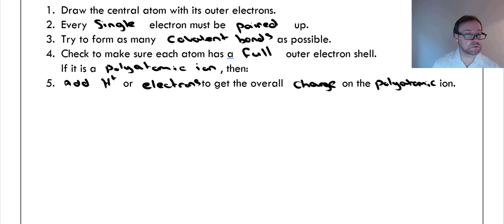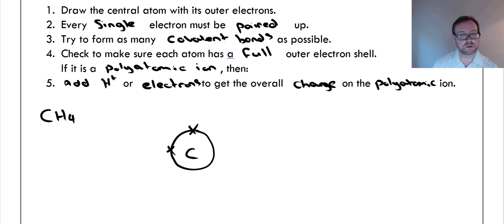Okay, we'll do an example. So let's do it for methane. Draw the central atom. My central atom is carbon. I'm going to have 1, 2, 3, 4, because it's in group 4. And then I need to pair all these up because they're single.